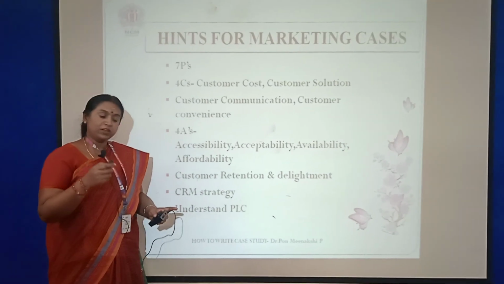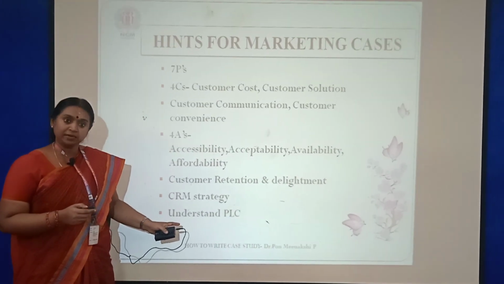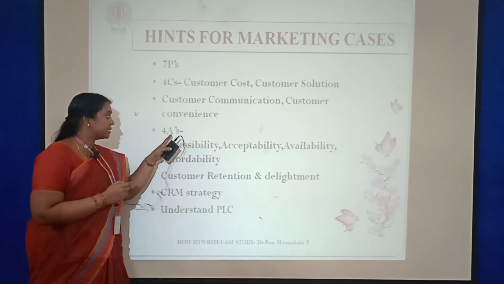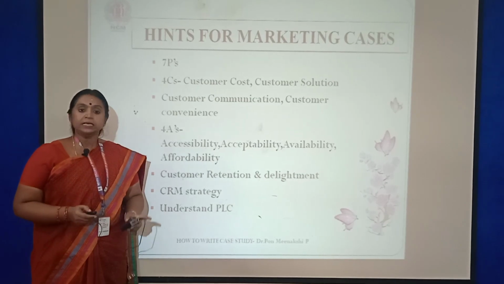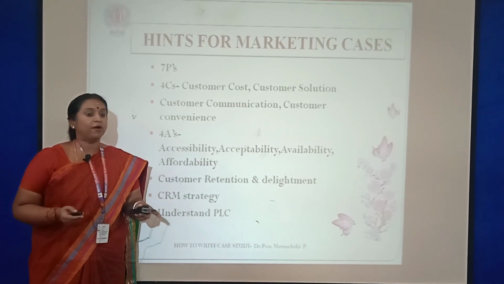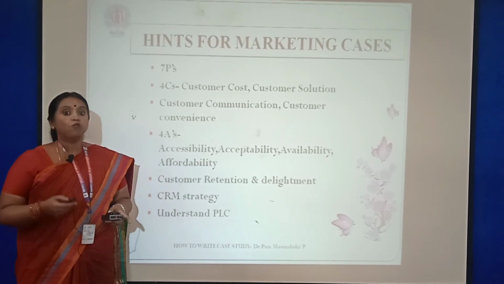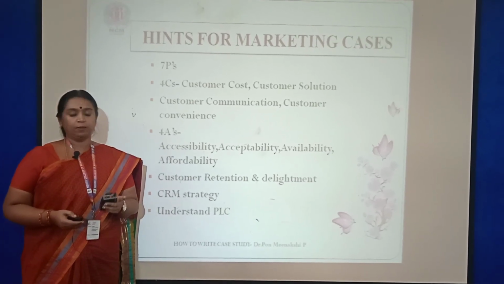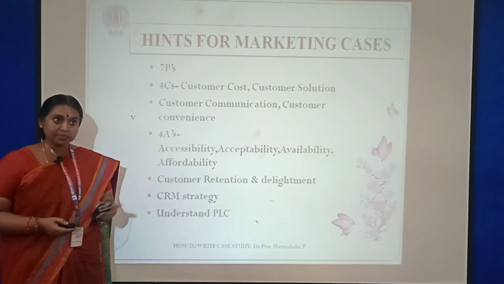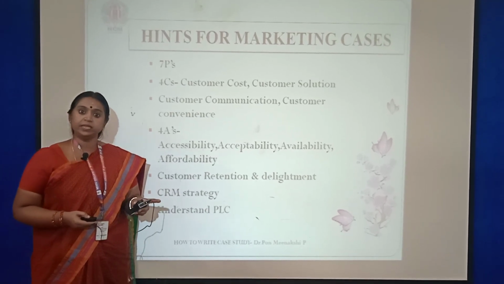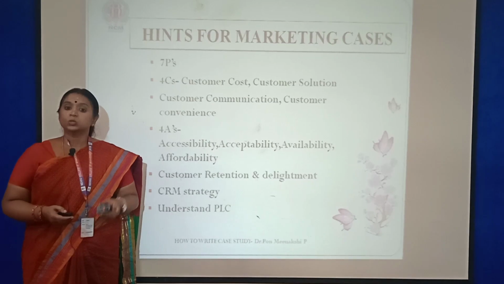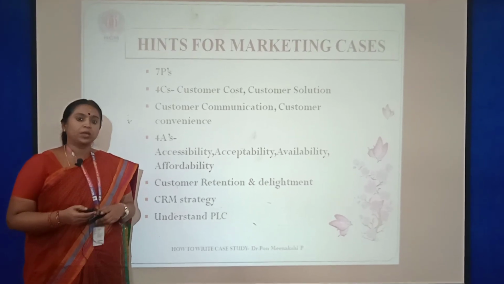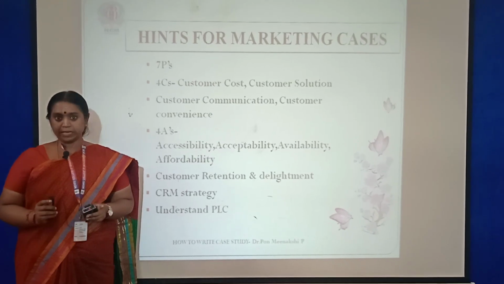According to the case level, you can tailor-make your strategy, and you should understand the 7 P's, 4 A's and 4 C's of marketing. The 7 P's, as you all know: product, price, place, promotion. The 4 A's are accessibility, acceptability, affordability and availability. And the 4 C's are customer cost, customer solution, customer convenience and customer communications. All those points should be involved as alternative solutions. Justification you can tailor-make according to the case.